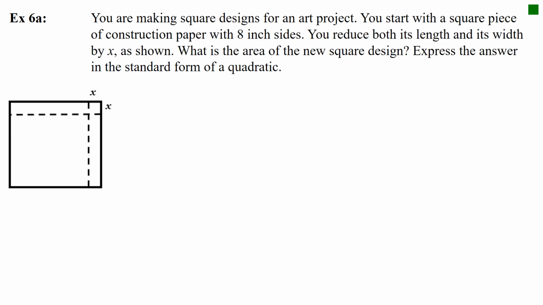Example 6a. You are making square designs for an art project. You start with a square piece of construction paper with 8-inch sides. You reduce both its length and its width by x as shown. What is the area of the new square design? Express the answer in the standard form of a quadratic.